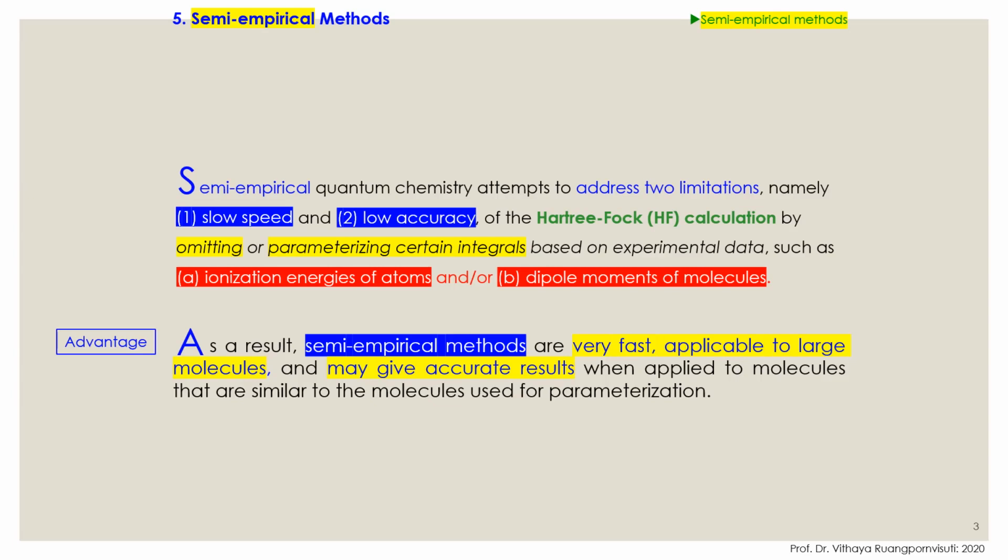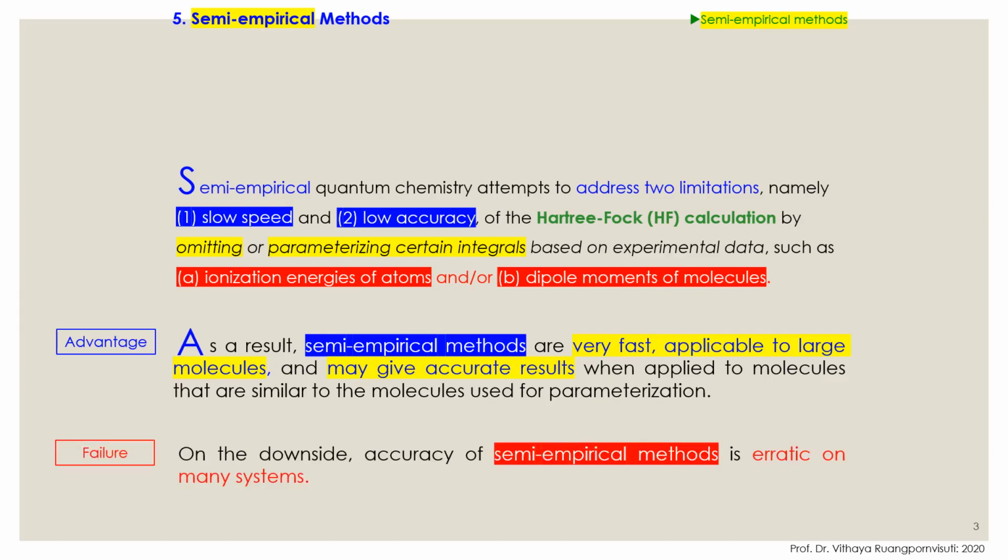Advantage. As a result, semi-empirical methods are very fast, applicable to large molecules, and may give accurate results when applied to molecules that are similar to the molecules used for parameterization. Failure. On the downside, the accuracy of semi-empirical methods is erratic on many systems.